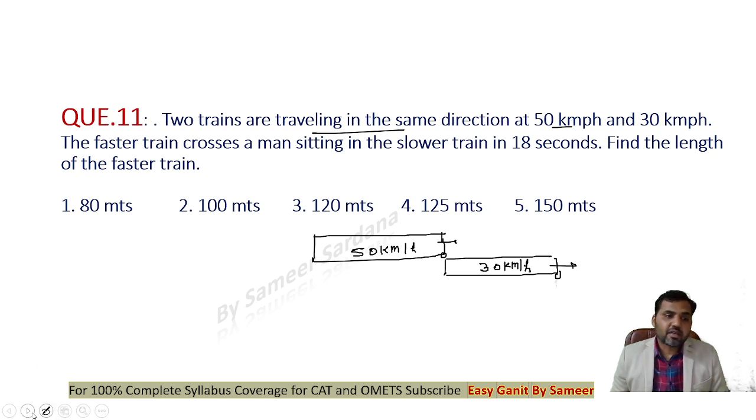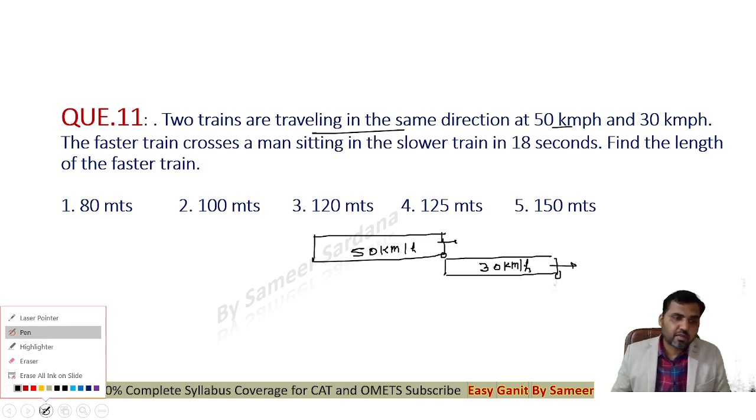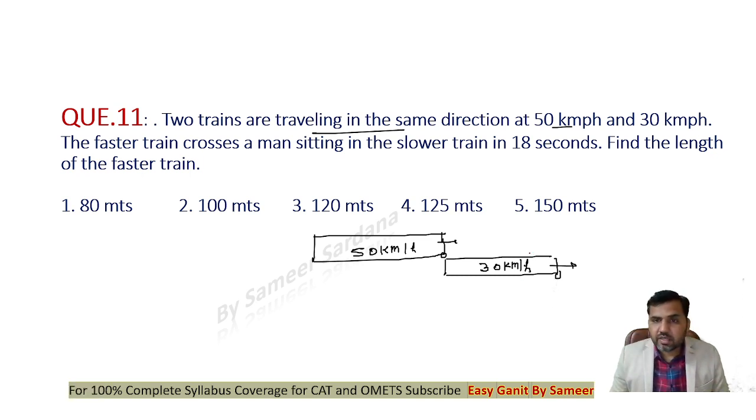crossing a man which is in this train, right? Let's say whatever is the position of the man, let's say this is the position of man, right? You see that if the train is running at a speed of 30, man is also running in this direction at a speed of 30. Now the faster train will be covering the distance equal to the length of its own, right? Whatever is the length of this train, that distance will be covered to cross this man.